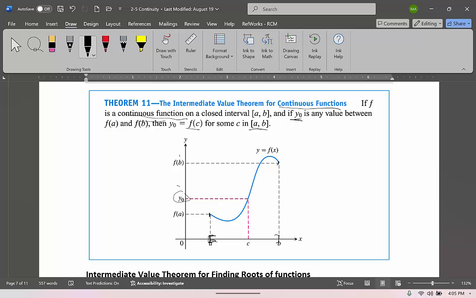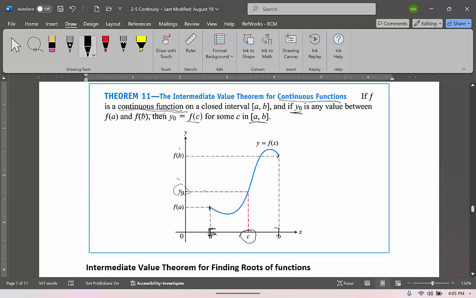So basically it's telling us that whatever we find for f of a and then f of b, if there's a y value between those two things, then there has to be a corresponding c value so that f of c is equal to this. And of course the stipulation is that this has to be a continuous function. So if it's not a continuous function, that theorem does not apply.